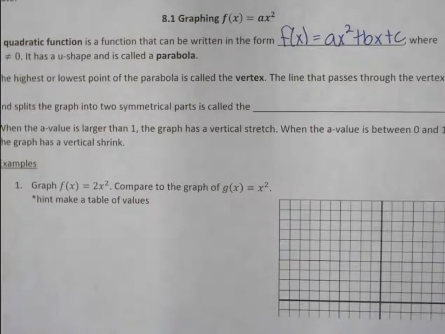And a cannot be 0 because I need it to be in the shape of a U. And the squared makes the U happen. And the U shape is also called a parabola.